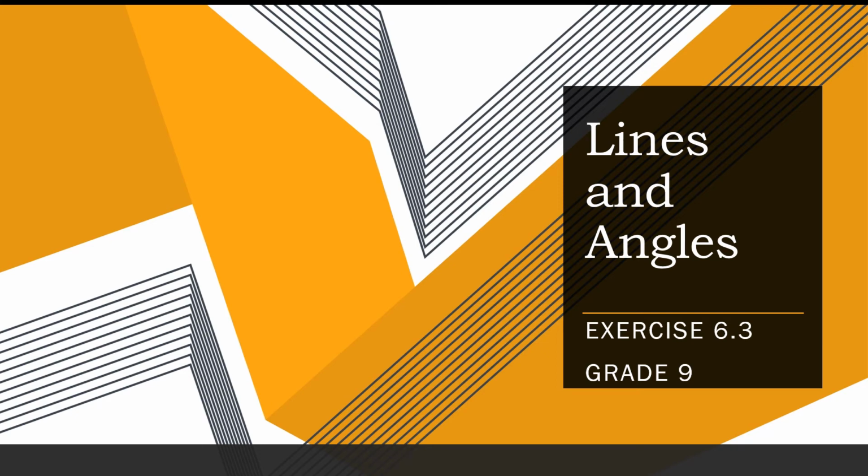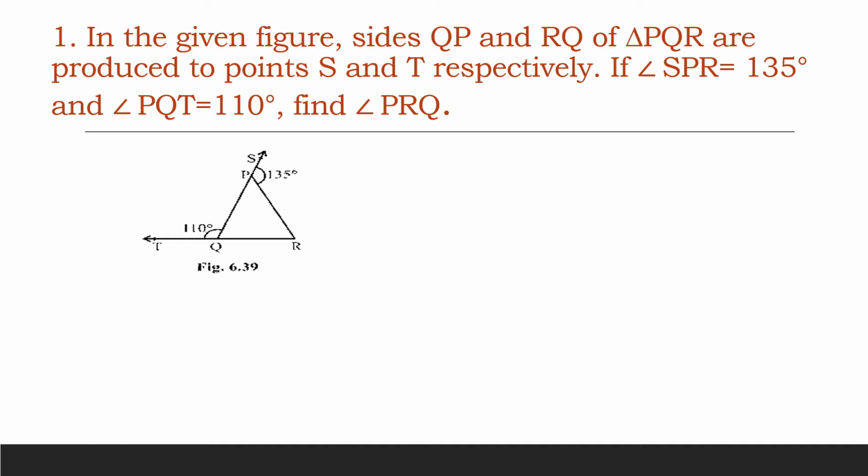Lines and angles, exercise 6.3. In the given figure, sides QP and RQ of triangle PQR are produced to points S and T respectively. If angle SPR is equal to 135 degrees and angle PQT is equal to 110 degrees, find angle PRQ.